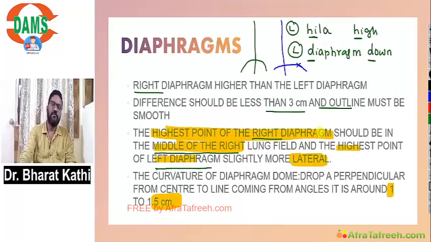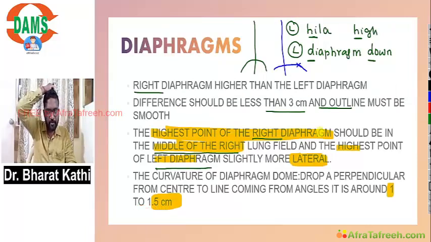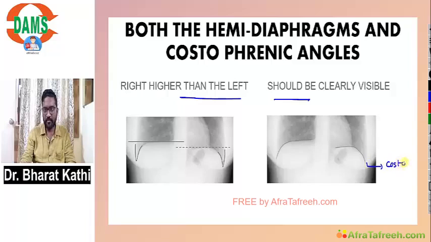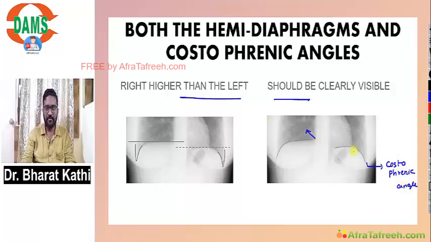The contour should be definitely very visible. So for the curvature of the diaphragm, drop a perpendicular line from the center to the line coming from the angles. What are the two angles that you should know? What is this angle called? Costophrenic angle. And what is the angle here called? Here also you will have that angle. It is called cardiophrenic angle.